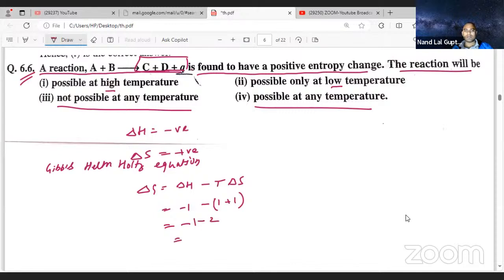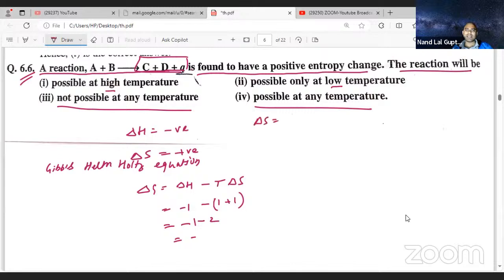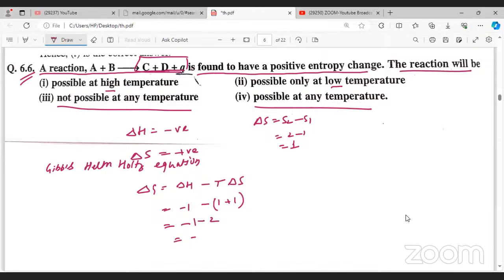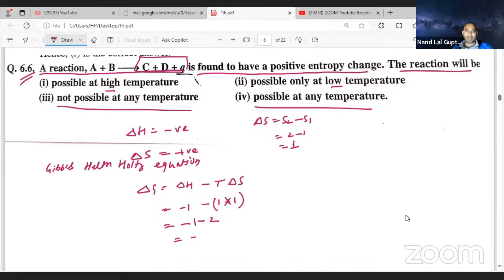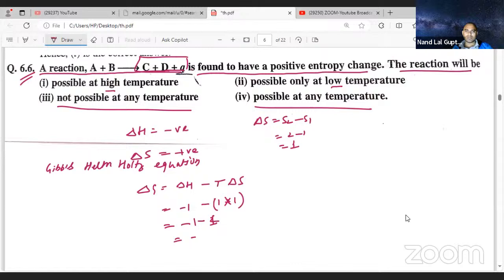So what will be there? The T del S, T into del S is there, na sir? Del S means change. Del S is S2 minus S1. So T into del S should be there, na? T is 1, multiply. This should be -1, -1. So that is -2.